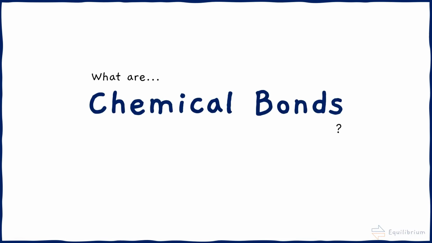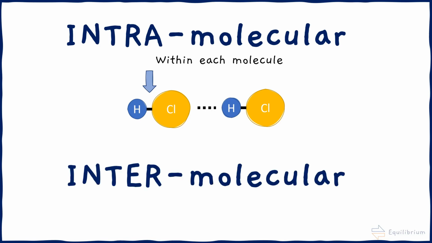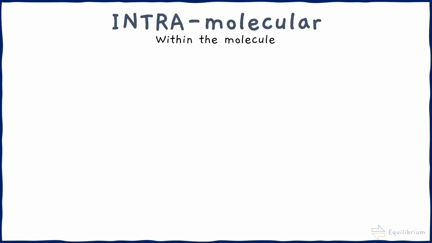What are chemical bonds? There are intramolecular bonds, which are bonds within each molecule, and there are intermolecular bonds, which are bonds between molecules. Let's look at intramolecular bonds first.